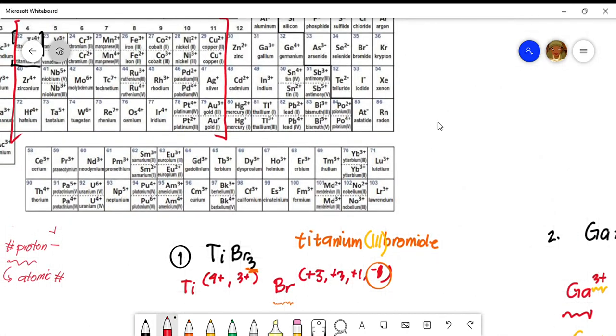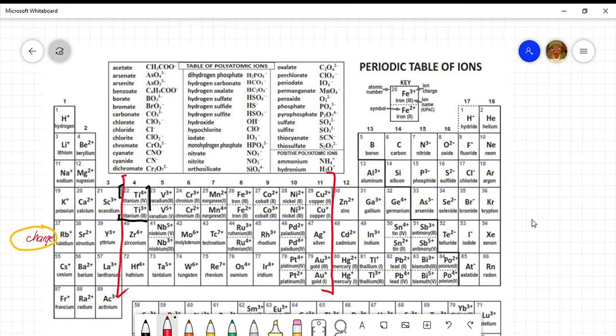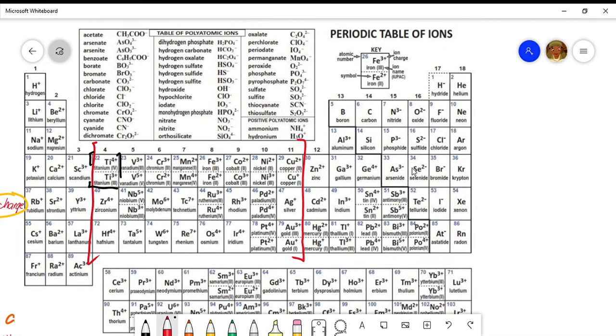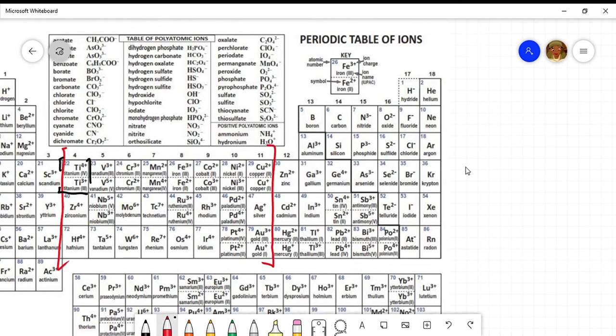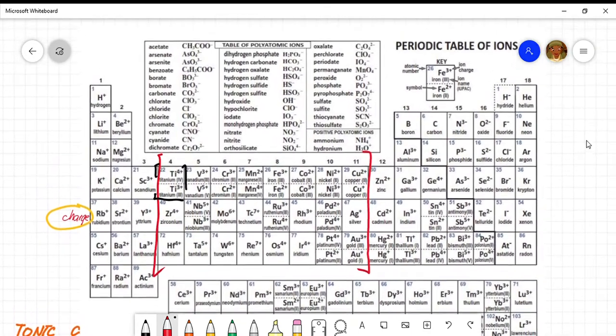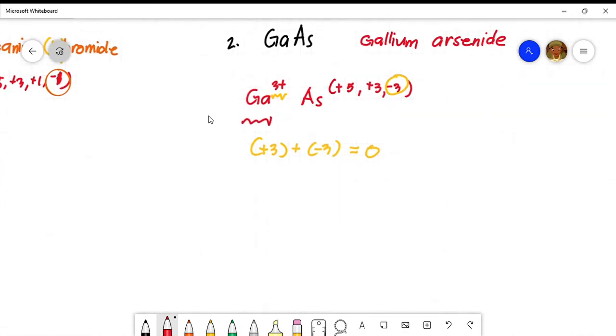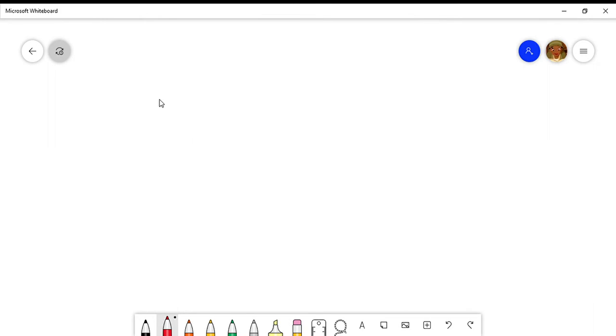So actually, if you look at the periodic table of ions, arsenic or arsenide can only take up negative 3 for this. However, in our periodic table of elements, it can take up several charges. So this periodic table of ions here is very helpful, and I'll attach it to the description below later. So let's proceed to the third example.